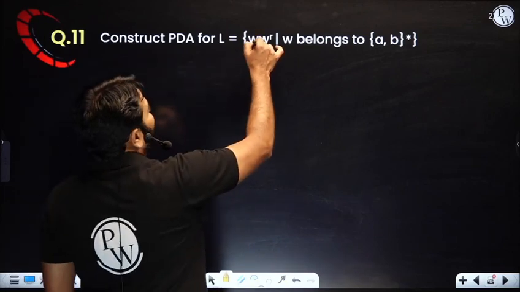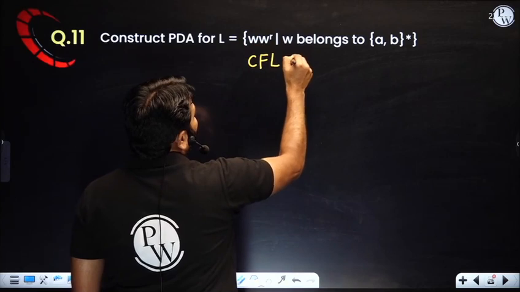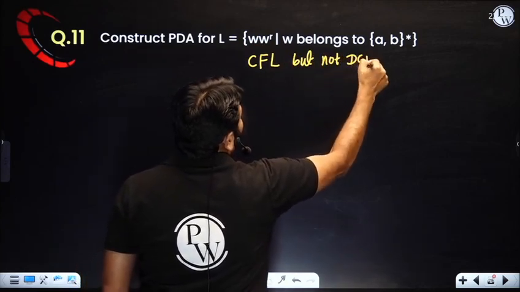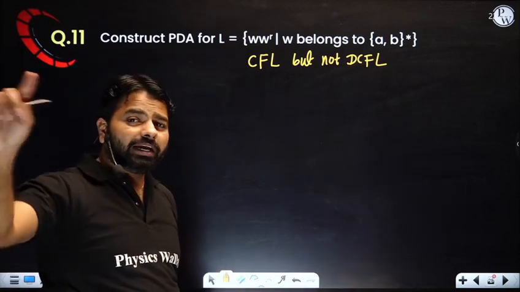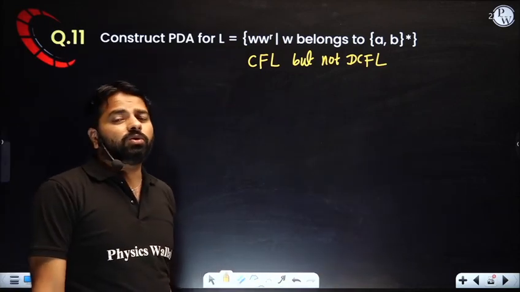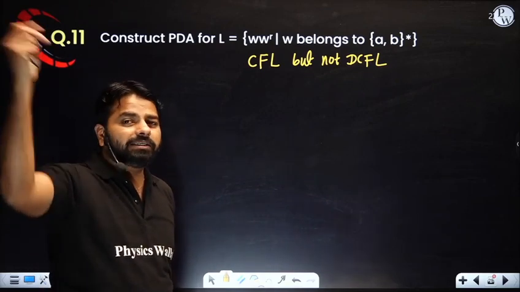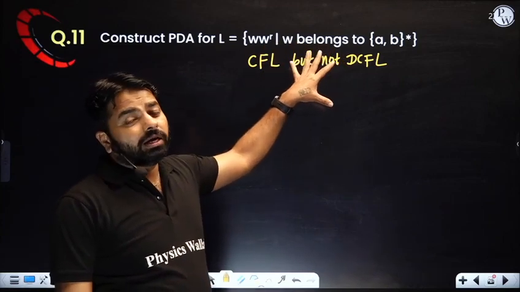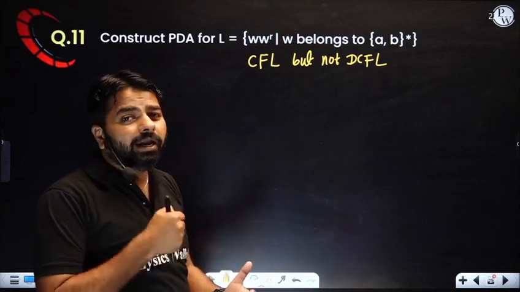So that means there is a speciality with this. It is a context-free language, but this is the first language we are seeing of this kind. The previous 10 languages are actually deterministic context-free languages. That's why you can design a DPDA, and you may also design other PDAs. But this one, you cannot design a DPDA. You have to design only a PDA, only PDA.